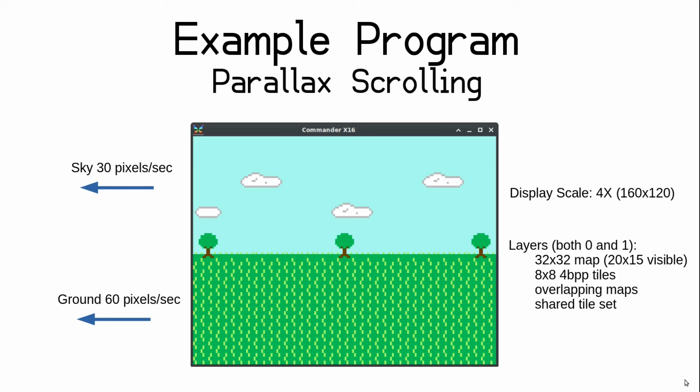To keep it small and simple, we'll zoom in 4 times to make the display 160 by 120, so that a 32 by 32 map of 8 by 8 pixel tiles will fill the screen, with only a 20 by 15 tile grid visible at any time. We'll define both layers to use 4 BPP tiles, and use the same tile set, as we don't need that many different tiles. Layer 0 will be a sky with clouds that scrolls to the left at 30 pixels per second. Layer 1 will be a grassy field with trees at the horizon that scrolls to the left at 60 pixels a second, which will provide a parallax effect where the camera sees trees going past faster than the clouds.